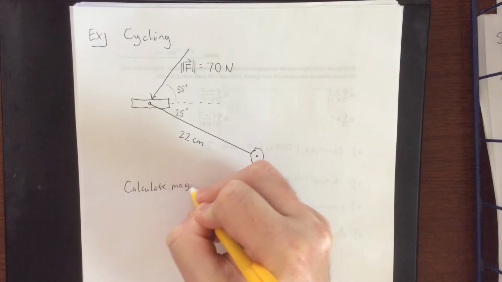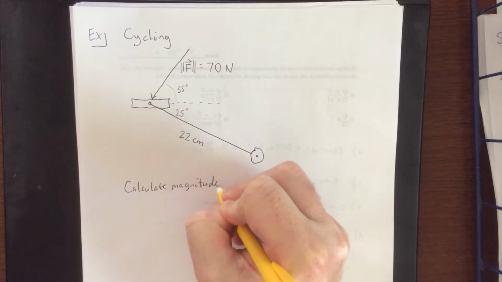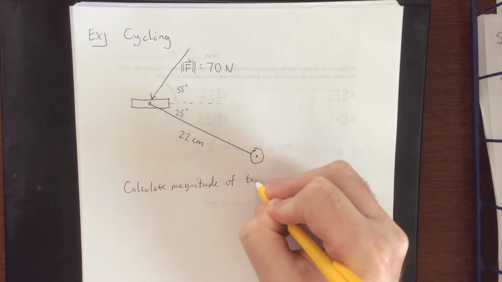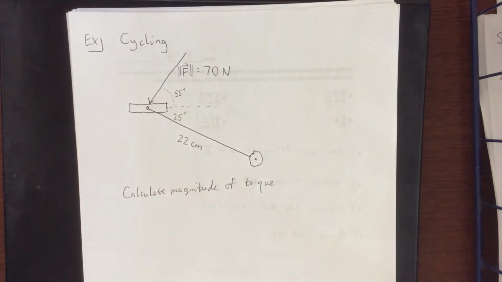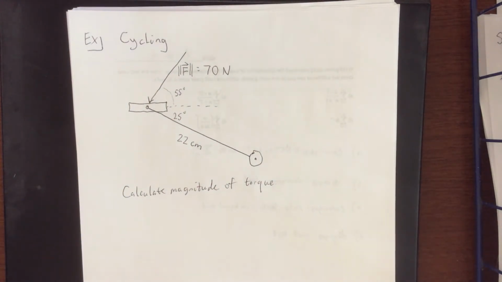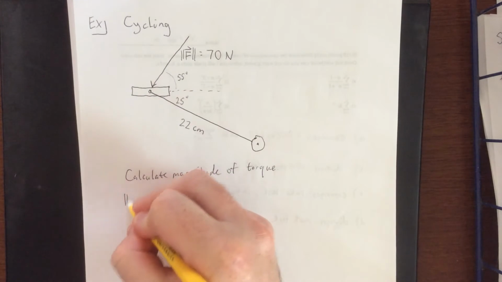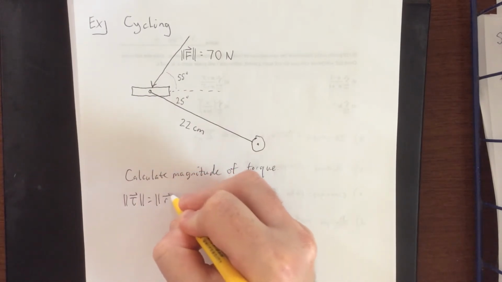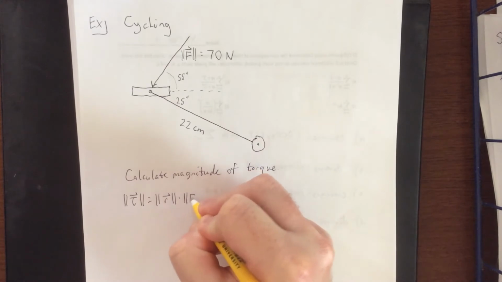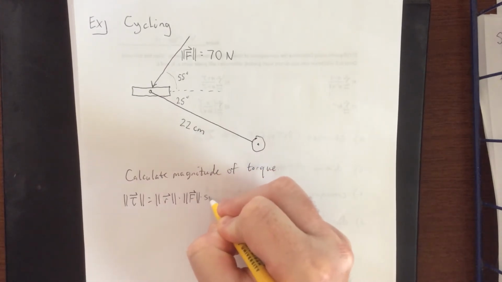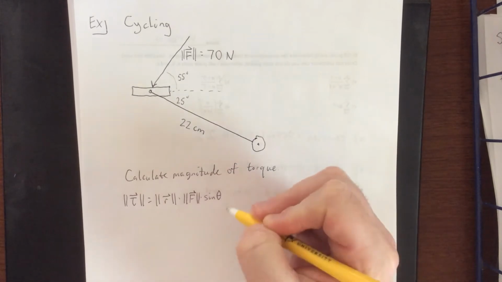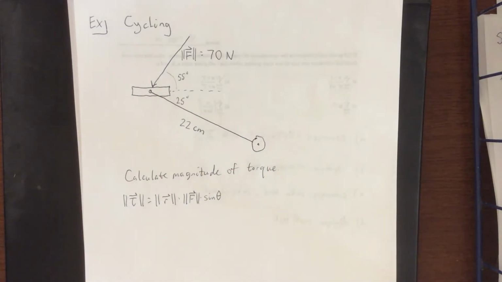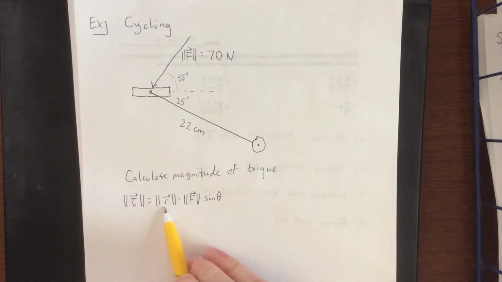Calculate the magnitude of the torque. Now do keep in mind here that we do have that formula from the previous video. The magnitude of the torque is equal to the magnitude of the radius times the magnitude of the force times the sine of the angle in between the two vectors. Now the good news is we were given the magnitude of the radius as 22 centimeters. We were given the magnitude of the force as 70 newtons.